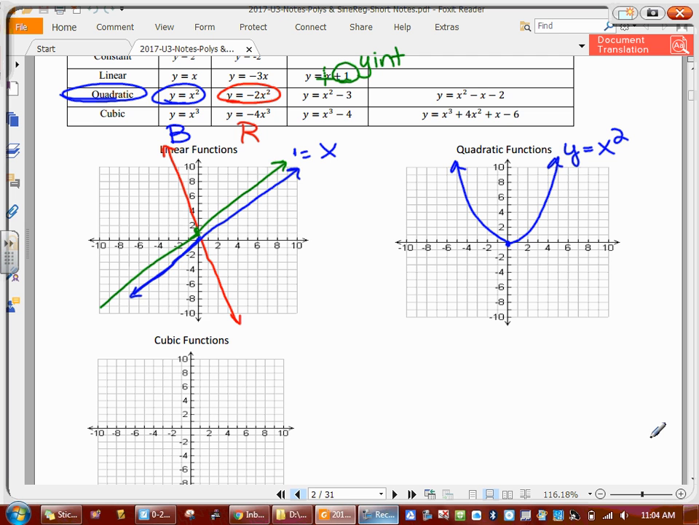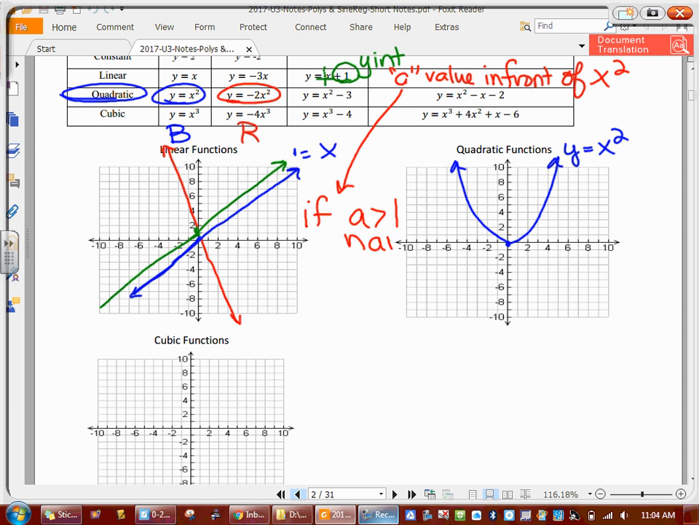So the a value is in front of x squared. Okay, the a value is in front of x squared. Now, if a is greater than 1, I don't care whether it's positive or negative. Negative just means it's going to go down. I'm talking about the digit itself. If it is greater than 1, so 1.2, 1.01, 1.0001, 95, doesn't matter. Whatever the digit is, it's going to create a narrow graph.